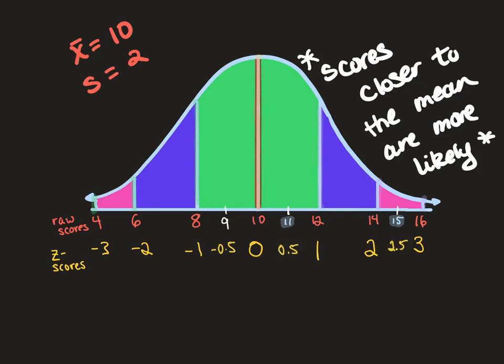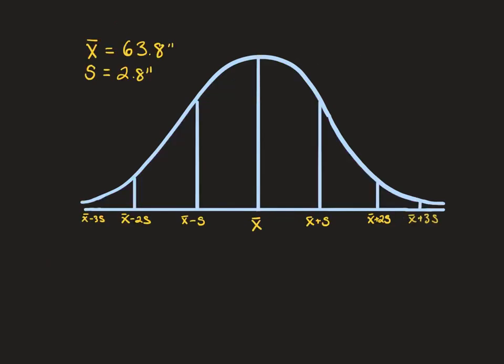However, raw scores that are equally distanced below and above the mean are equally likely to occur. For example, a raw score of 9 has a z-score of negative 0.5. A raw score of 11 in this example has a z-score of 0.5. Because their z-scores are the same in absolute value, these two raw scores are equally likely to be randomly selected from the distribution. Let's take a look at this with another example.